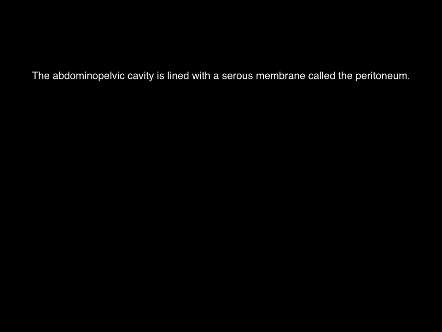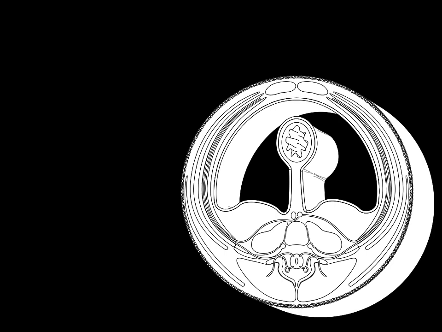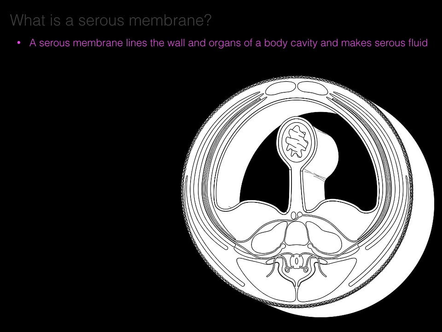And so the abdominal pelvic cavity is lined with a serous membrane called the peritoneum, and the peritoneum completely or partially lines the internal surface of the abdominal wall and organs of the abdominal cavity. So let's do some discussion of some of this jargon. So first of all, what is a serous membrane? Well, serous membrane lines the wall and organs of a body cavity and makes serous fluid.